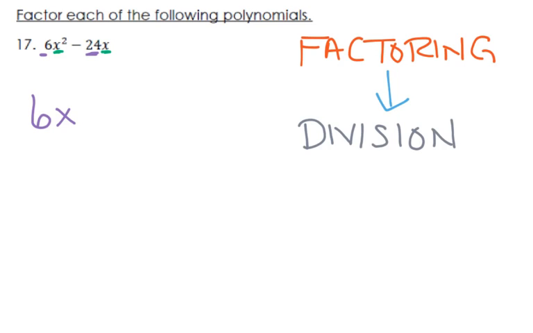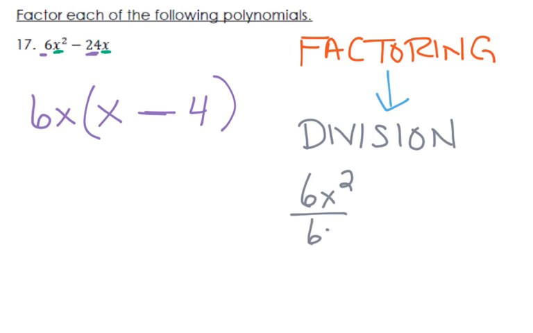So what we're doing is we're going to factor or divide out 6x from 6x squared and negative 24x. If we take the 6x out of 6x squared, we only have x left. And if we take the 6x out of 24x, all we have is 4 left. I'll show the work so you can see. If we do 6x squared divided by 6x, the 6's cancel, and we only have 1x left. So that's where that 1x came from.